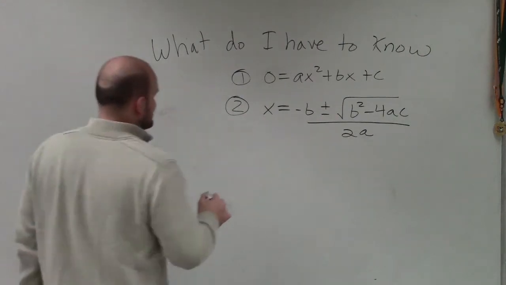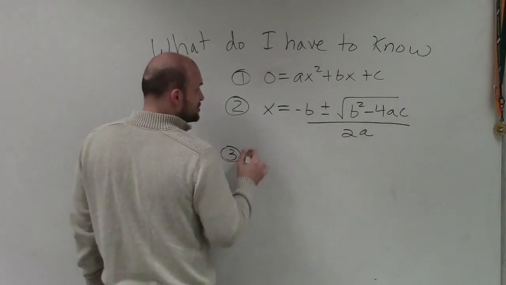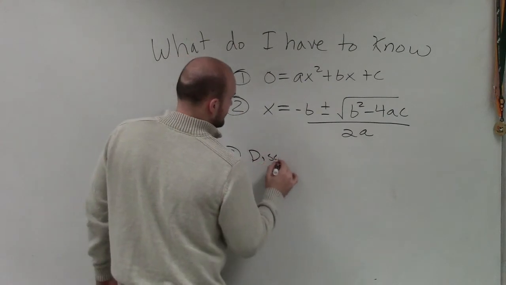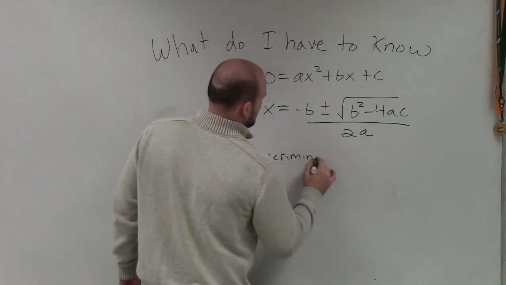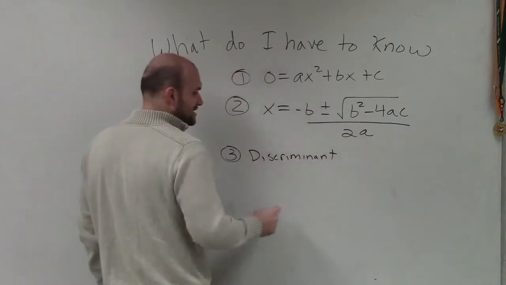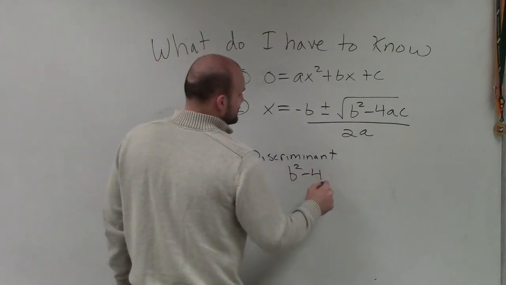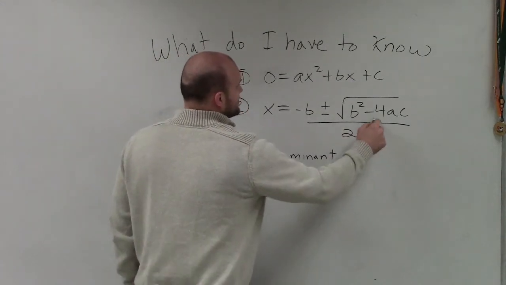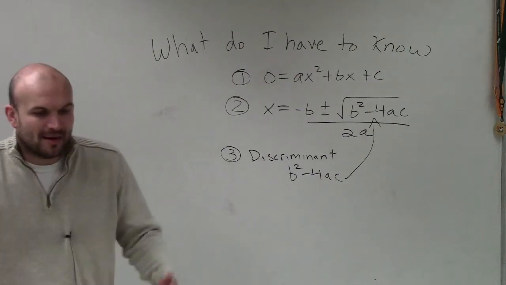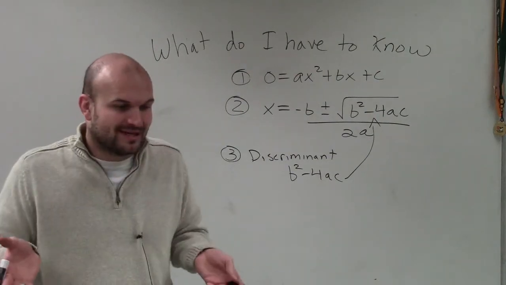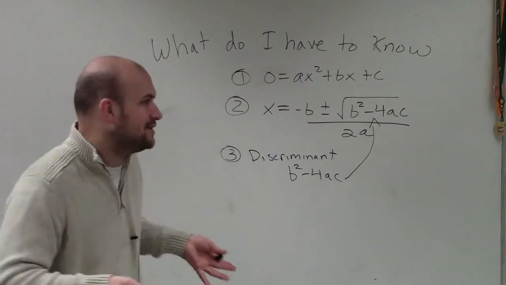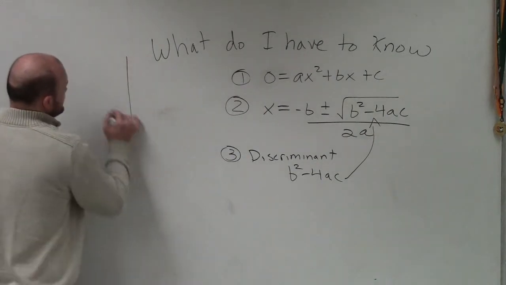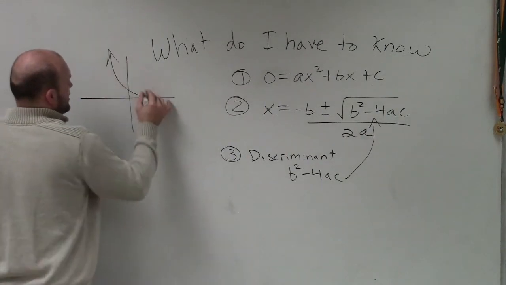The couple other things I would say you need to know is, one, what the discriminant is. The discriminant is b squared minus 4 times a times c. And you can see that is just under our square root in the quadratic formula. So by using the discriminant, what you need to know is what are the different types of solutions of a quadratic equation?